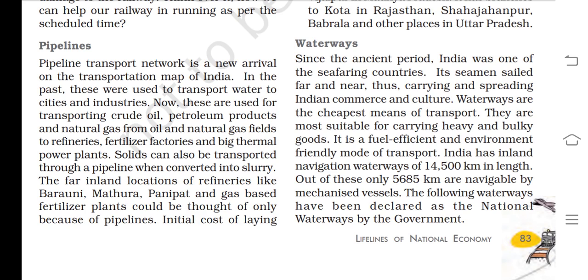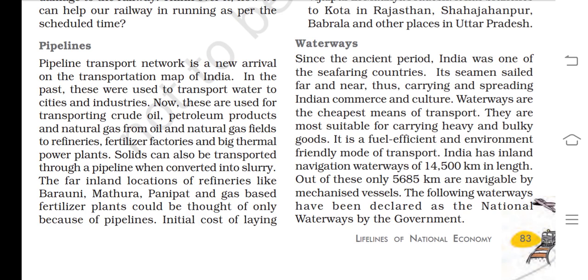Waterways are the cheapest means of transport. They are more suitable for carrying heavy and bulky goods. Those goods which are heavy in weight can be carried through water transport from one place to another. It is a fuel efficient and environment friendly mode of transport.